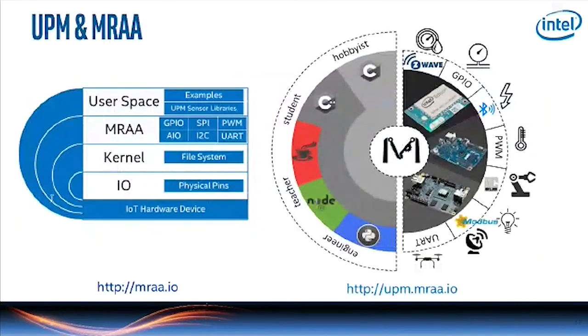All right, UPM and MRA. UPM and MRA are two open source libraries, and if you see this blue thing here, MRA basically sits in the user space, but it sits on top of the kernel and uses SysFS to communicate with all these peripherals. And UPM sensors on top of it uses MRA APIs to basically configure your sensor or calibrate your sensor. And on top of that, in your example, you can just say, hey, initialize this particular sensor for me, and it'll do all that underneath it.